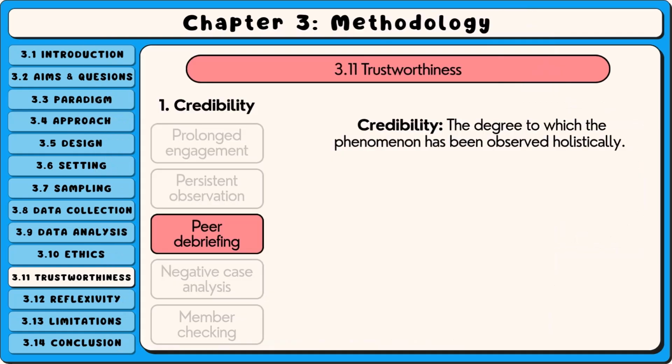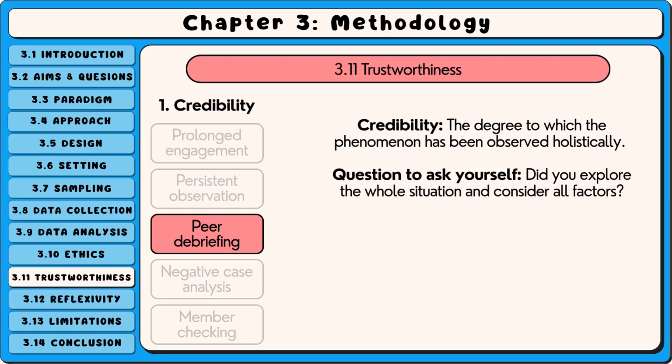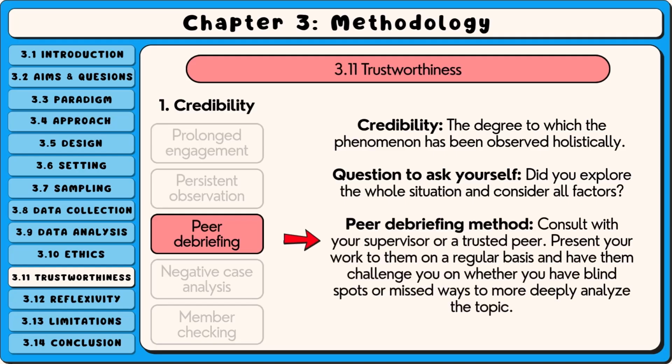Starting with credibility. Credibility refers to the degree to which the phenomenon has been observed holistically. And what you need to ask yourself here is, did you explore the whole situation and consider all factors related to the situation in order to accurately and thoroughly describe it? A good method for honors students is the peer debriefing method. This involves consulting with your supervisor or a trusted peer, where you present your work to them on a regular basis and have them challenge you on whether you have had blind spots or missed ways to more deeply or holistically analyze and interpret the topic.